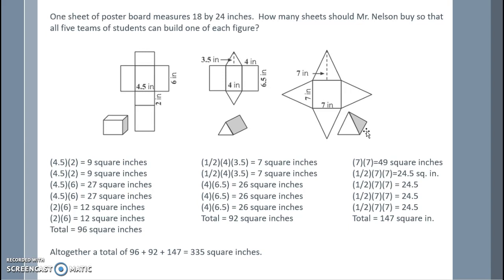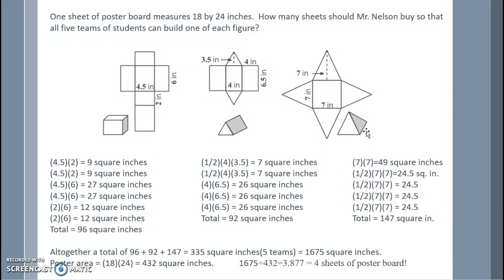Altogether, then, we have a total of 96 plus 92 plus 147 for 335 square inches. Well, we have 5 teams, so we need to multiply their areas by 5 teams. So we need 1,675 square inches. The poster area given up above is 18 by 24, so that is 432 square inches.